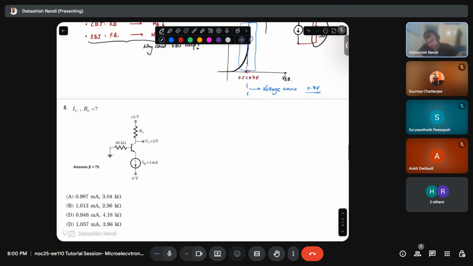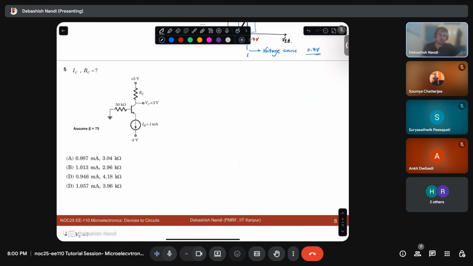So if that is so, now let's do some circuits on bipolar junction transistors. There will be some biasing analysis today. Biasing means we are only doing the DC part, no small signal involved until after a few problems. So how do we analyze this kind of circuit?